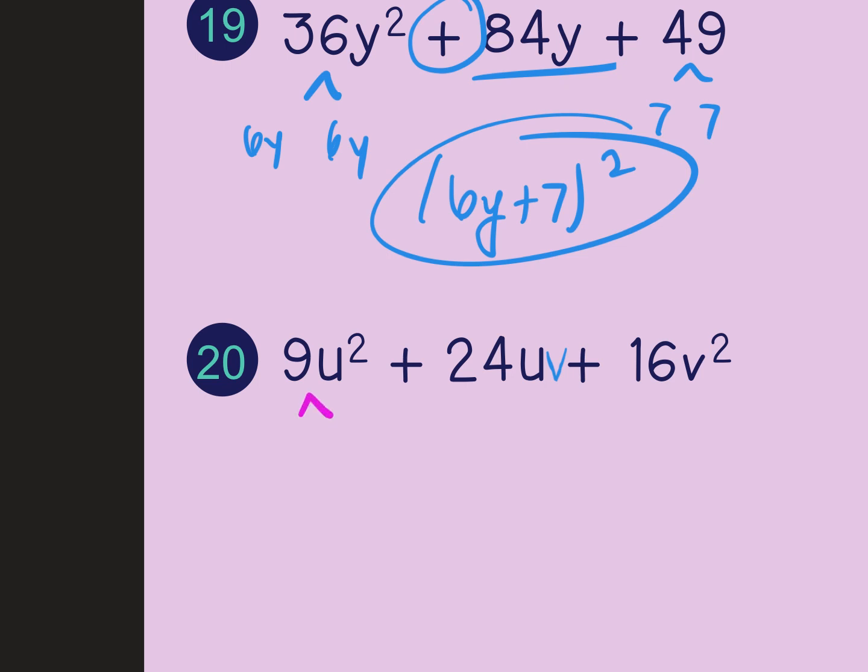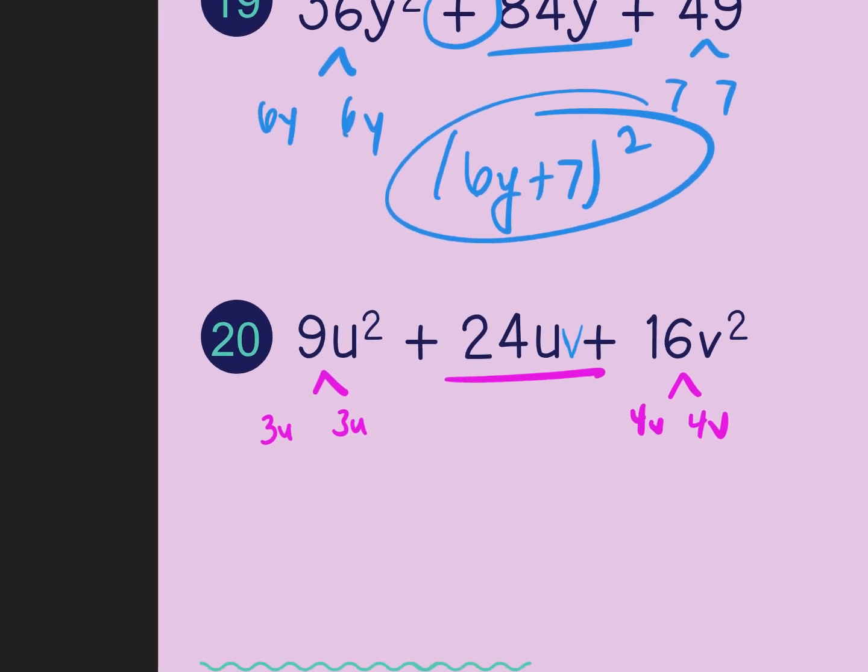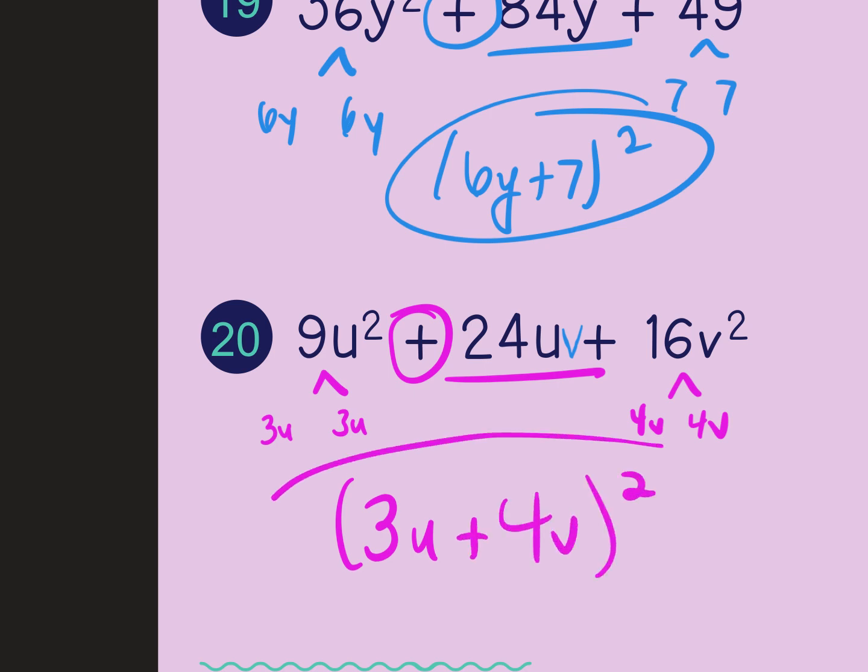So I'm going to take my 9u squared. I have 3u and 3u. I'm going to take my last term, 16v squared, 4v and 4v. Now, if I take the product of the first term times the last term and double it, do I get the middle? So 3u times 4v is 12uv times 2 gives me 24uv. That sign right there goes in the middle of my parentheses. So I have 3u plus 4v quantity squared.